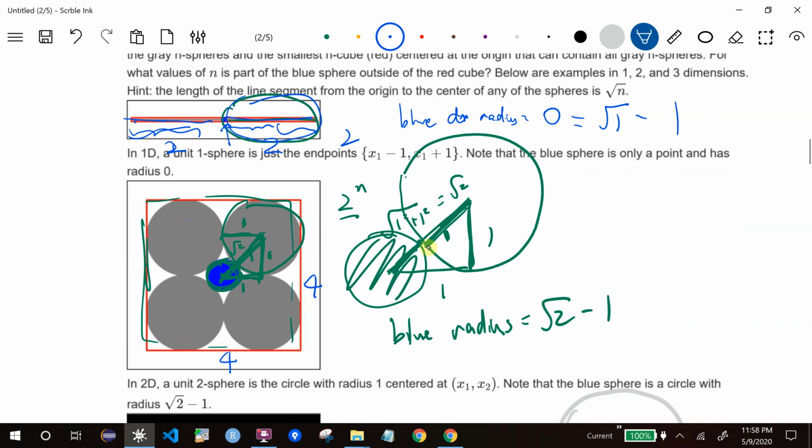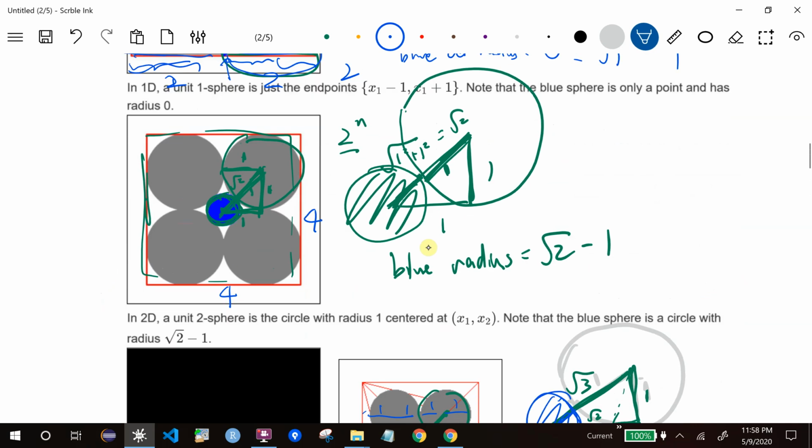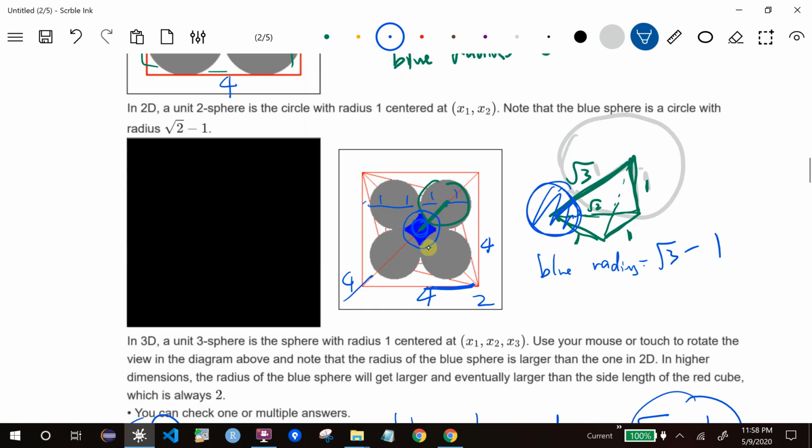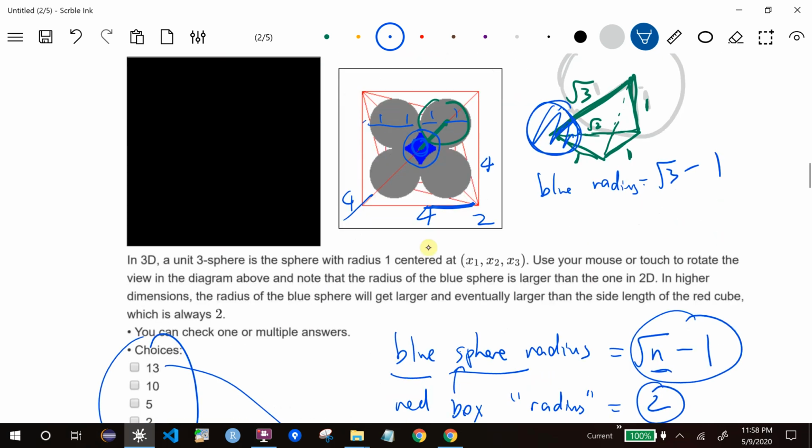It's basically 0. When dimension is 2, it gets larger. When dimension is 3, if you look at the diagram, it's actually larger than the 2D version. So in each dimension, the sphere gets larger and larger. And eventually, if you imagine a very high dimensional space, this will be so large that it's outside of this bounding box, this red bounding box.